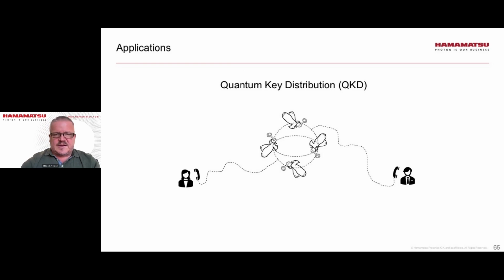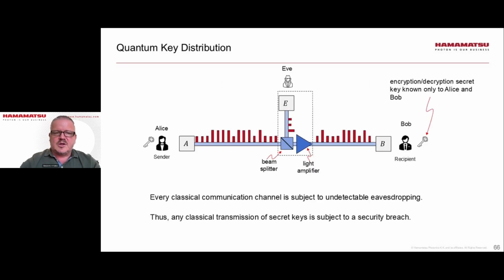I would like to discuss now quickly another interesting application, which is quantum key distribution in quantum communications. First, I would like to say that there is no way that a classical distribution channel is immune from eavesdropping. Every classical way of communication can be eavesdropped without detection.